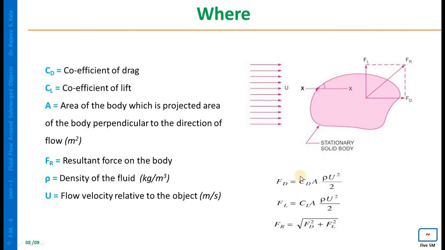So where CD is coefficient of drag, Cl is the coefficient of lift, A is the area of the body projected perpendicular to the direction of flow, Fr is the resultant force, rho is the density of the fluid, kg per meter cube, u is the flow velocity, meter per second.